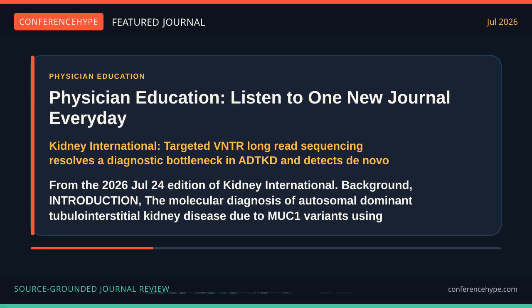From the 2026 July 24 edition of Kidney International. Background: the molecular diagnosis of autosomal dominant tubulointerstitial kidney disease due to MUC1 variants using high-throughput sequencing methods remains challenging due to the presence of a coding long variable number tandem repeat region wherein most known pathogenic variants are located.